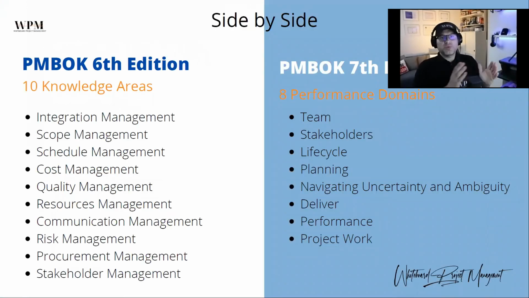Here we compare side by side the 6th edition with the 7th edition. The 6th edition is based on the 10 knowledge areas: integration, scope, schedule, cost, quality, resource, communication, risk, procurement, and stakeholder. Those are still valid. But the way of thinking the PMBOK guide focuses on is now 8 performance domains: team, stakeholders, life cycle, planning, navigating, deliver, performance, and project work.